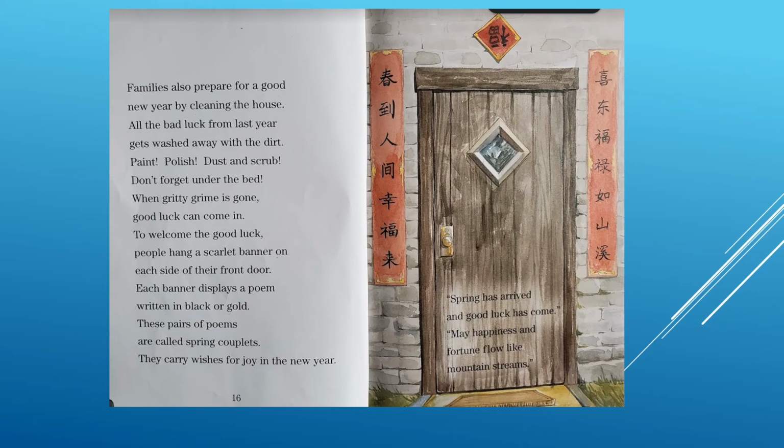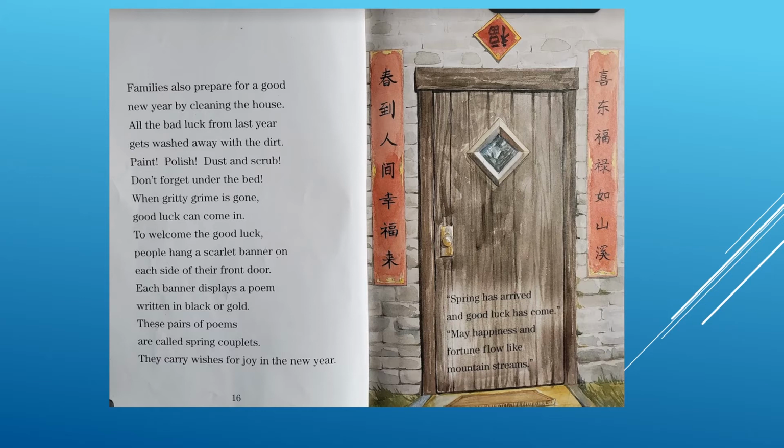Families also prepare for a good new year by cleaning the house. All the bad luck from the last year gets washed away with the dirt, paint, polish, dust, and scrub. Don't forget under the bed. When gritty grime is gone, good luck can come in. To welcome the good luck, people hang a scarlet banner on each side of their front door. Each banner displays a poem written in black or gold.